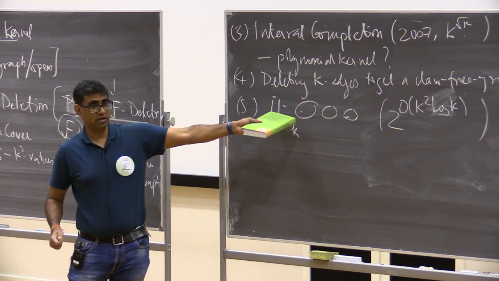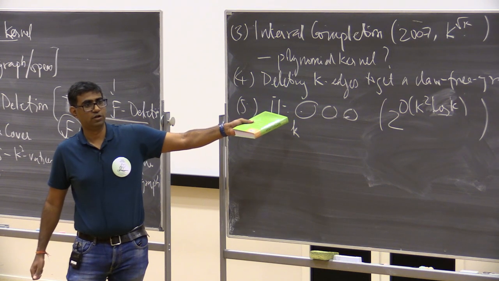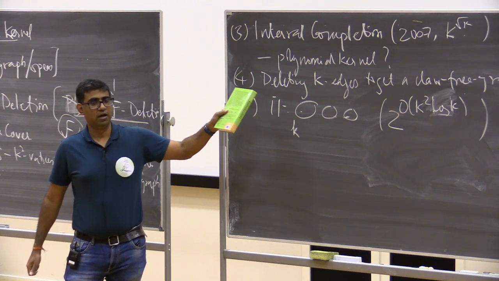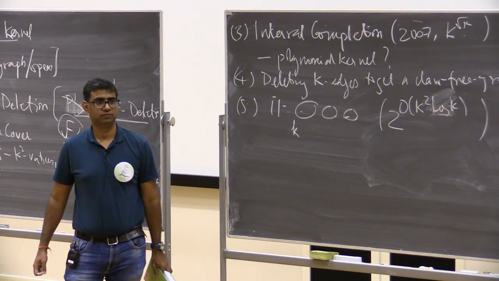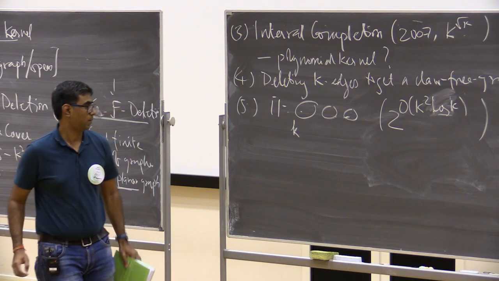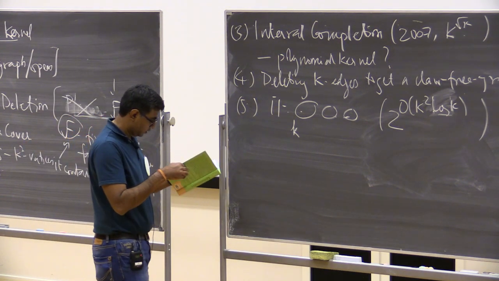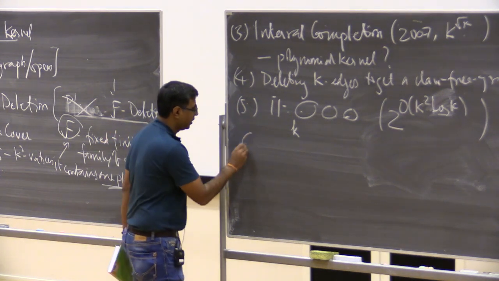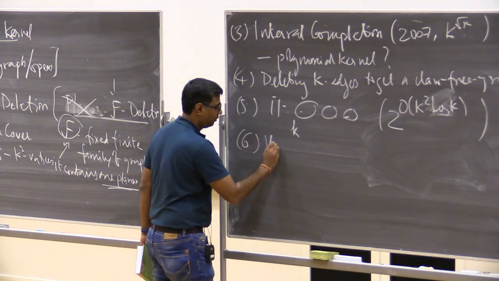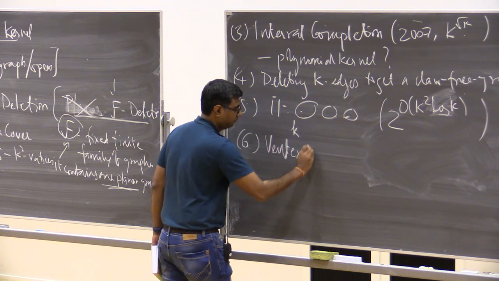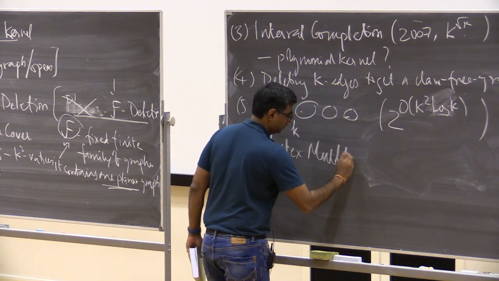It is basically partitioning a permutation graph into either k cliques or independent sets. Co-coloring. Okay. Already there was a mentioned open problem of vertex multiway cut.